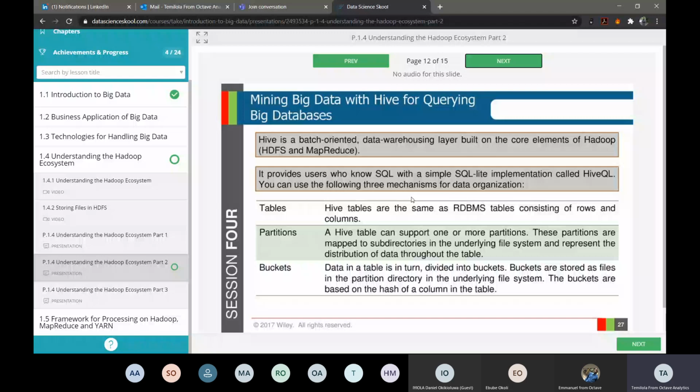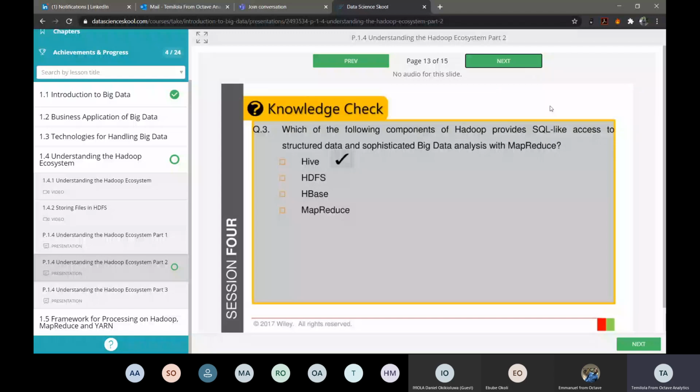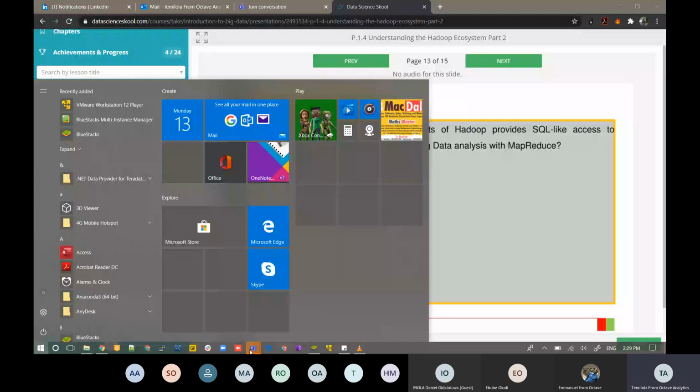Okay, so for now, let's check which of the following components of Hadoop provides SQL-like access to structured data and sophisticated big data analysis with MapReduce. Okay, that's that. So which one provides Java access? Let me just ask someone that. Which of the following Hadoop components provides Java access?